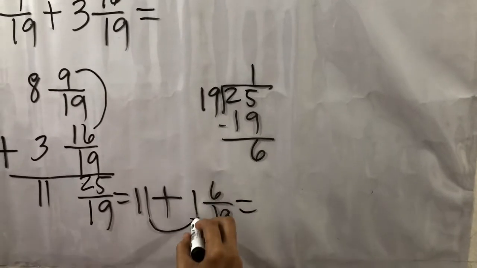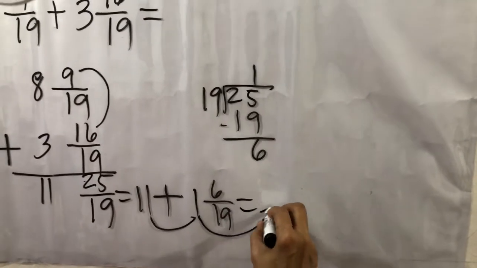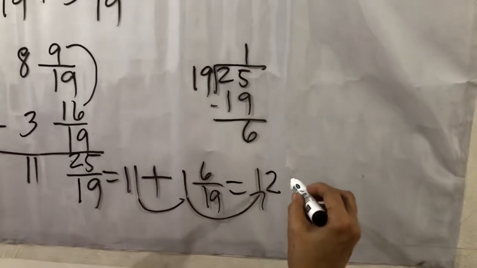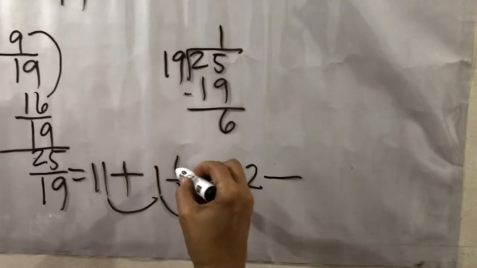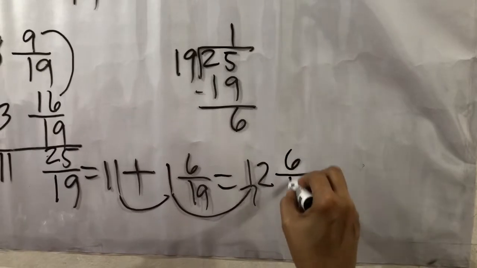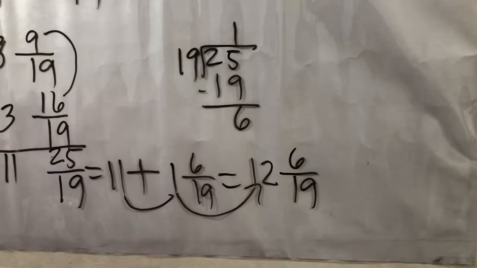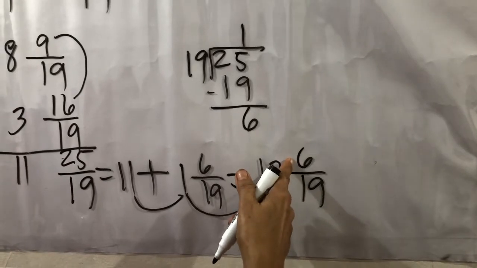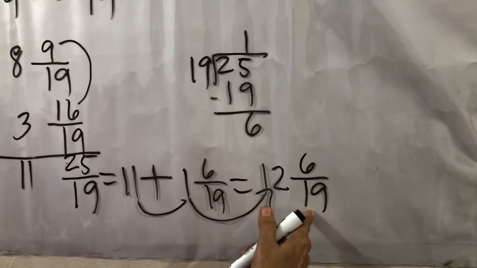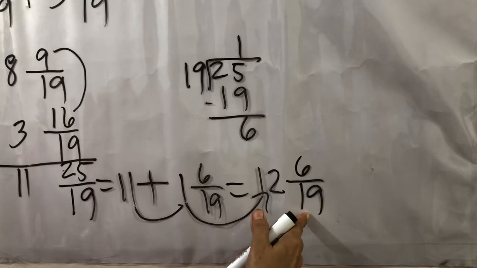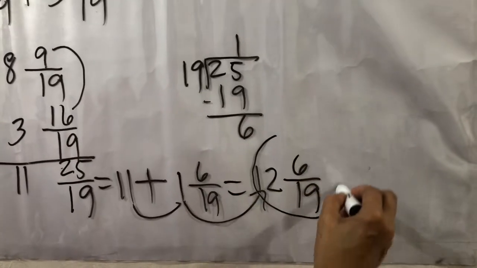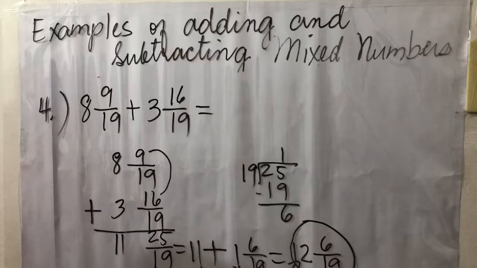11 plus 1 equals 12. And then you write the fraction 6/19 as is. So the numerator is 6 and the denominator is 19. No greatest common factor aside from 1. So that is now the answer in lowest term.